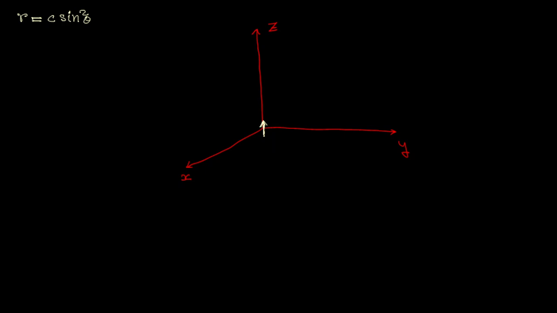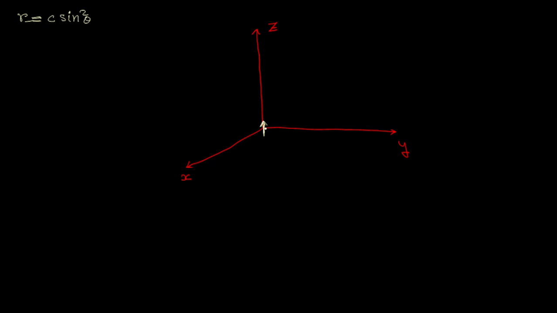Now if we take different values of theta, we'll get different r, and if we add them up, we'll get a curve. For c equals 1, r is equal to sin square theta. If theta is equal to 0, in that case r will be 0. So on any point on the z-axis, theta will be 0, so r will be 0. Now if we increase the value of theta up to 90, r will increase.